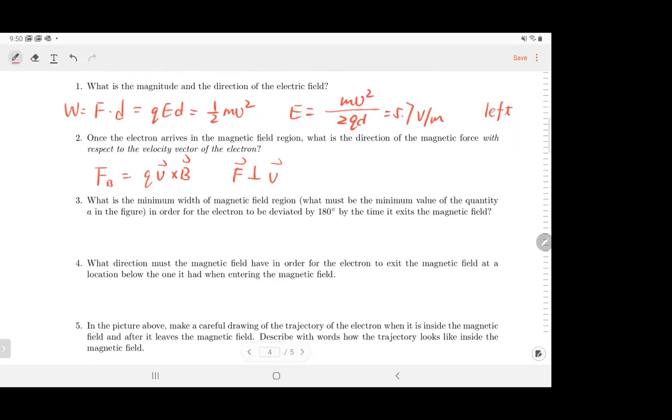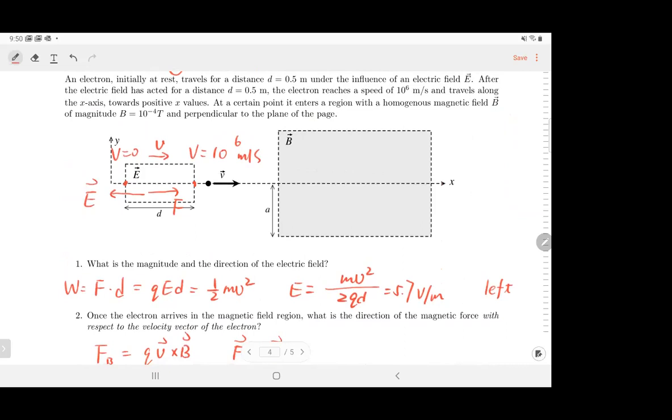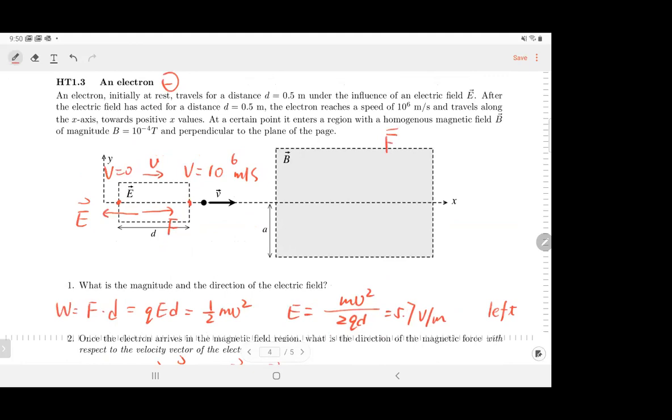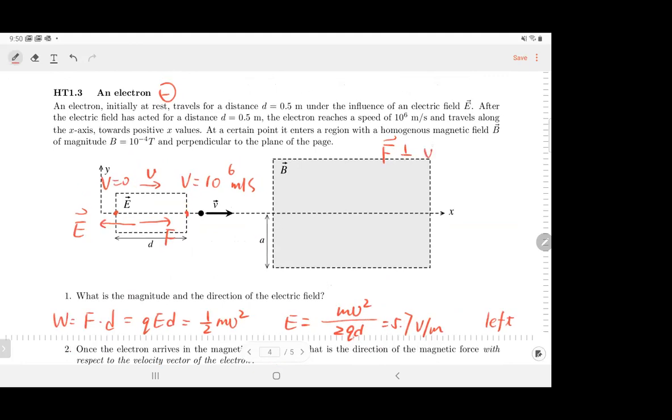That's number two. Number three: what's the minimum width of the magnetic field region in order for the electron to be deviated by 180 degrees? To know what happens to the electron, we need to know its trajectory in the magnetic field. Since the force is always perpendicular to the velocity, the electron is going to move in a circle. If the radius is very large, the circle is like this, and the angle is not 180 degrees. The initial angle is this one. When it's outside, the angle is this one. This is not 180 degrees.